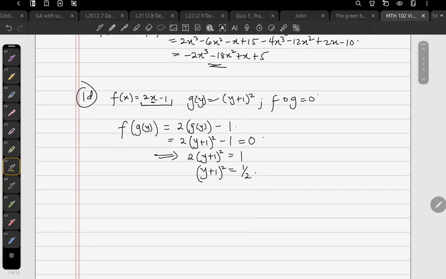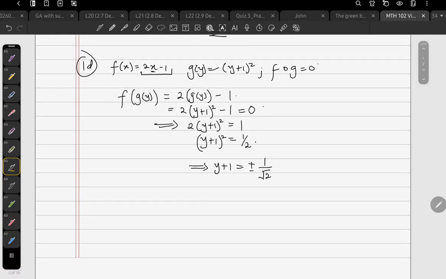And finally, or almost there, we take the square root of both sides. y plus 1 equals to plus or minus square root of 1 over 2, which is 1 over root 2. And then it means y is equal to negative 1 plus or minus 1 over square root of 2, which I believe is what we need to do here.